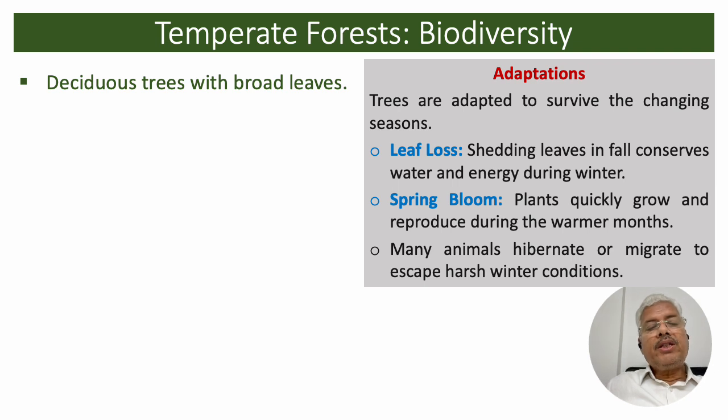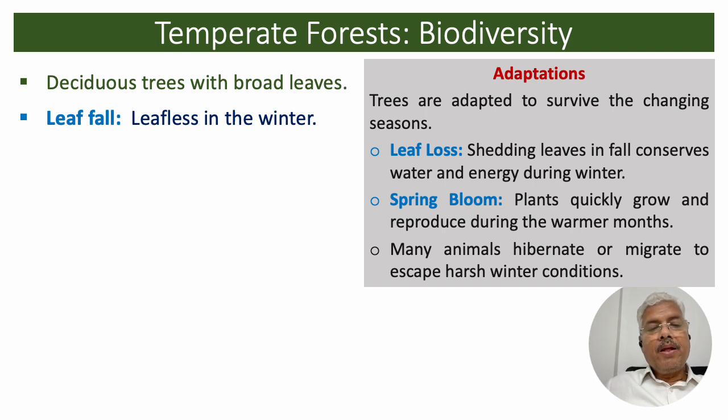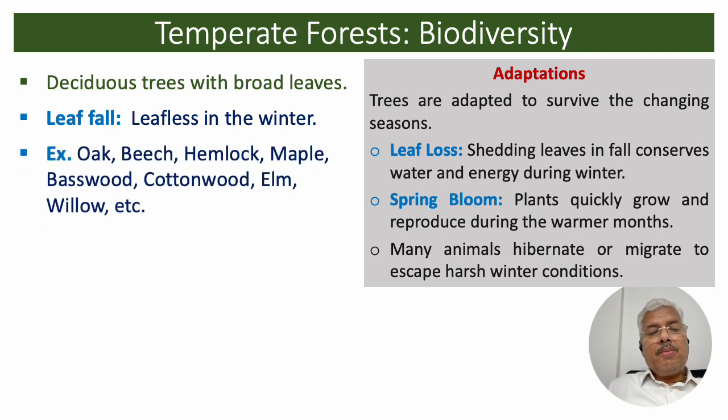The biodiversity in the temperate forest. The flora is characterized by deciduous tree species. The trees are distinguished by broad leaves that are lost annually. They lose their leaves each fall and remain leafless in the winter. Some examples are oak, beech, maple, cottonwood, willow, etc.